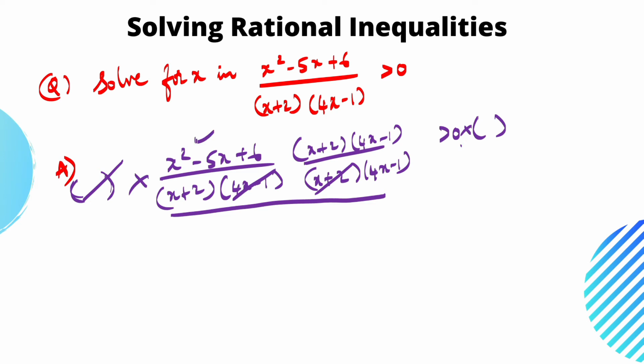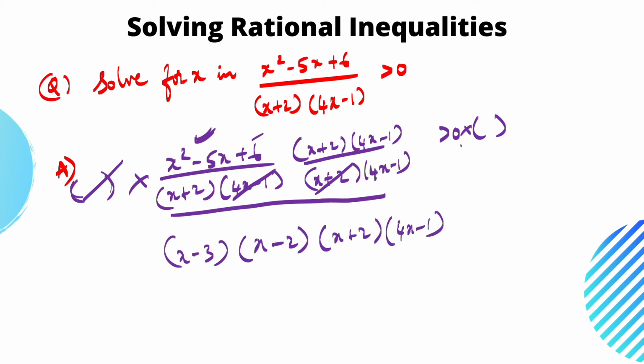So if we solve the numerator, this part, we can say that the sum must be 5 and the product must be 6, right? So it can be x minus 3 into x minus 2 into x plus 2 into 4x minus 1, right? So this will be greater than 0. What are the roots here? The roots are 3, 2, minus 2 and 1 by 4.